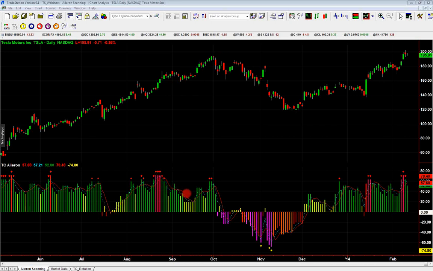You got the Aileron indicator starting to weaken. Then you get a pop, and then you get some significance. So you got a divergence. You got indicators of warnings. You got more warnings, and then, whoa, all of a sudden you get this move down.